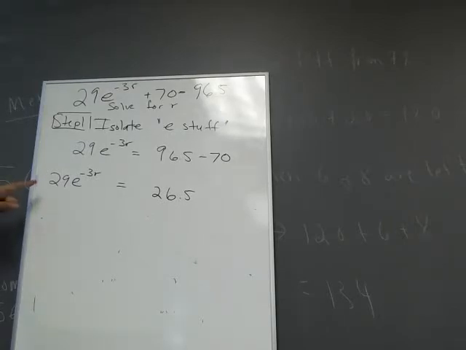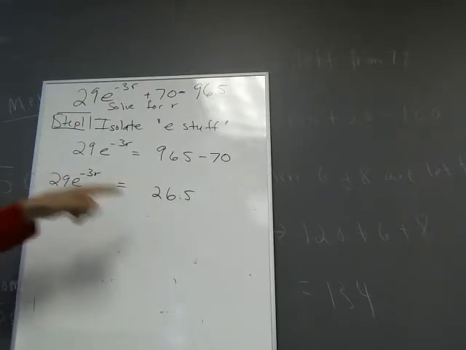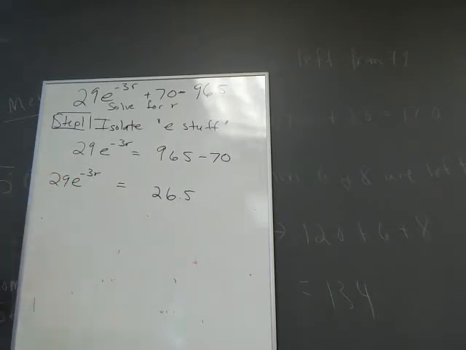Second step, you really need to get the E by itself, so that 29 has got to go away. How do I get it over to the other side? Divide.